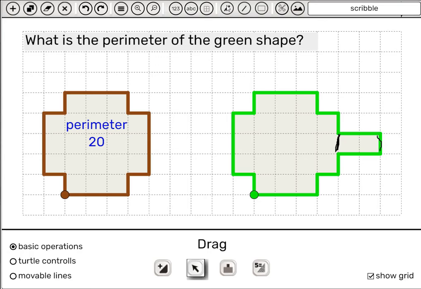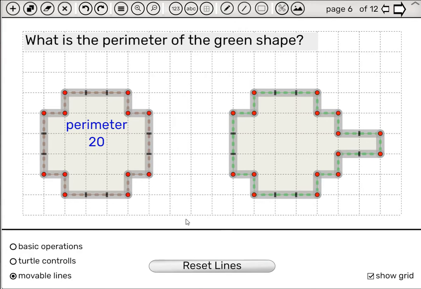Let's erase the scribbles with a long click on the Scribble button. And we can use a dedicated tool to illustrate this. This is Movable Lines Mode. Here, the shapes are covered with movable segments, so we can drag this over here, and we can see the 2 extra segments that add 4 to the perimeter.